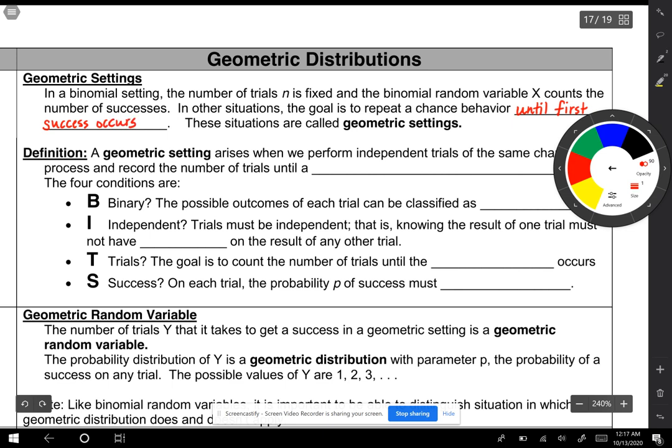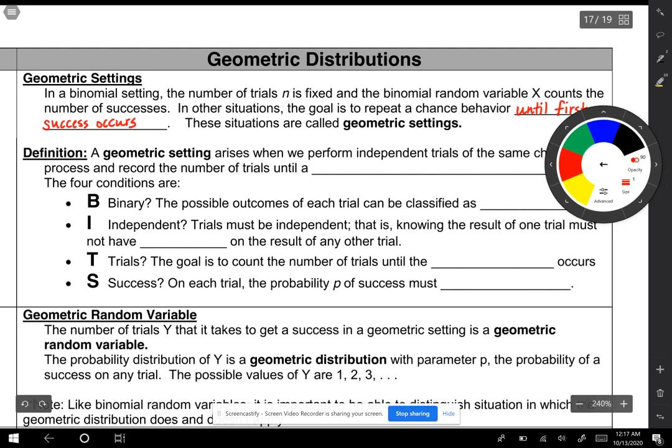These situations are called geometric settings. A geometric setting arises when we perform independent trials of the same chance process and record the number of trials until a particular outcome occurs.